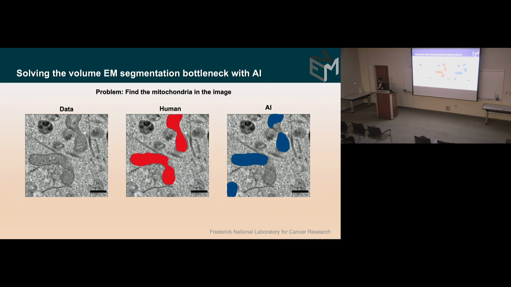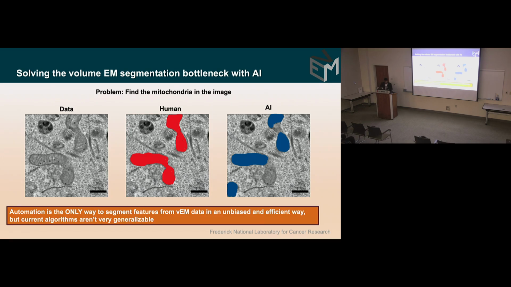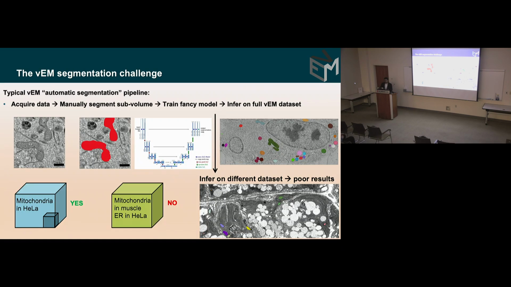So if I were to ask the humans in the audience, find the mitochondria in the image, all of you will immediately point at this guy and this guy, right? The humans would do it immediately. The AI would suck. It misses out certain things. These are called false negatives. It also erroneously adds certain things, and these are called false positives. So AI solutions are pretty bad. And the reason is that they don't generalize particularly well.